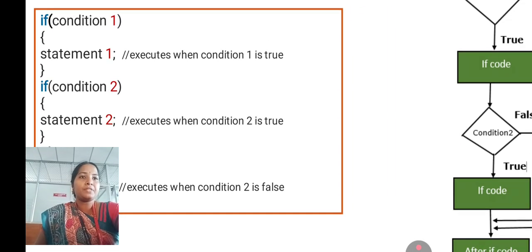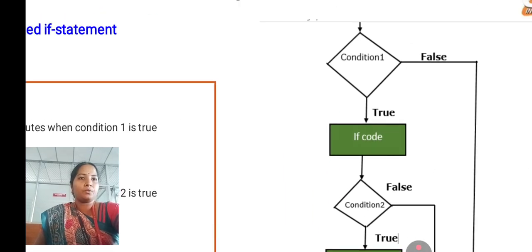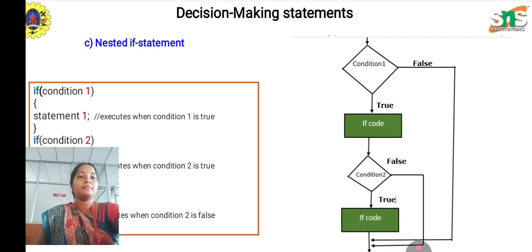But in the nested if statement, here is a flowchart. We will give a condition. If it is true, then again we will give another if condition inside that same if block itself. Then it will get executed, or else it will not get executed. It will return the value for the else statement. Okay.